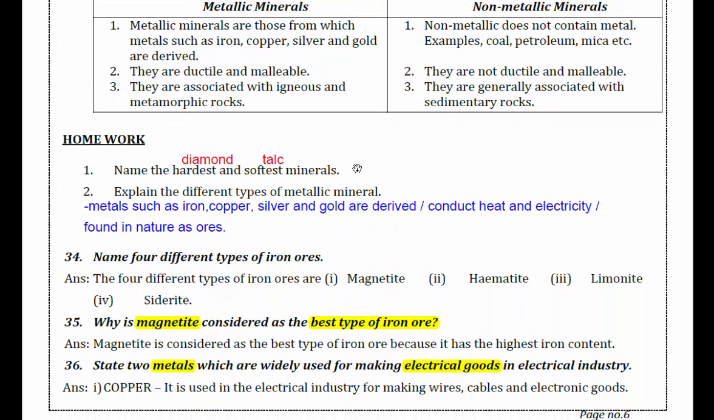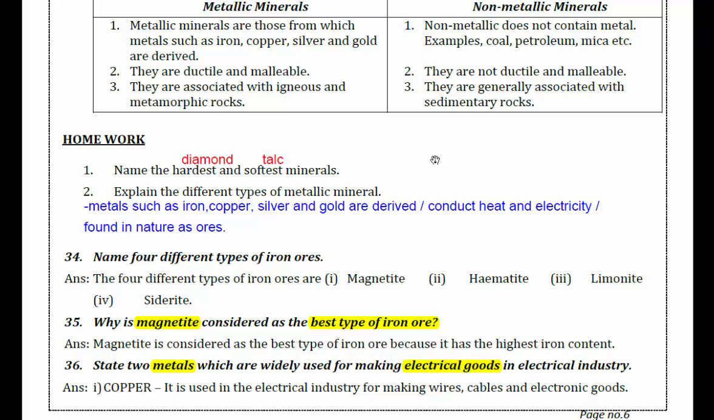Let's go to the next one. Name the hardest and softest mineral. Hardest, diamond. One example of the softest mineral is talc, which we use in our Colgate and all. That is talc.